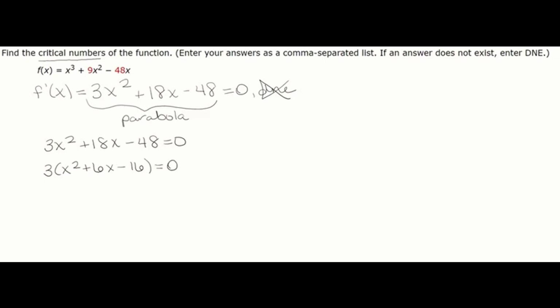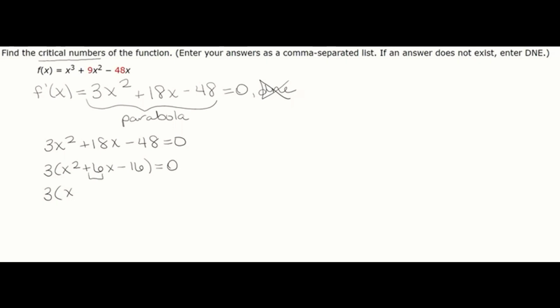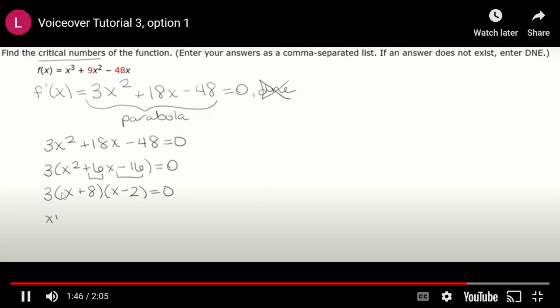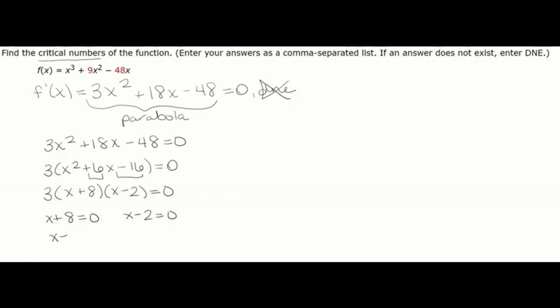And now we factor the inner function by finding two values that, when multiplied, equal negative 16, but when added equal 6. Those two values would be 8 and negative 2. And so now we set both x plus 8 and x minus 2 equal to 0. Then we solve to get the values of x, which are negative 8 and 2. And those are our critical numbers. And that is essentially it.